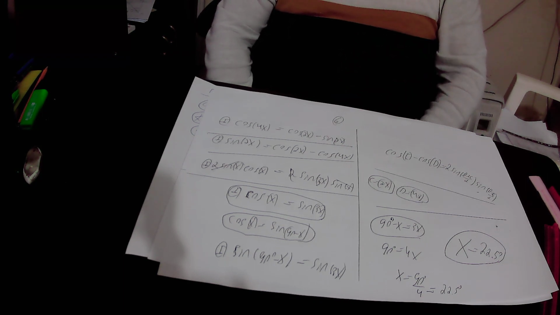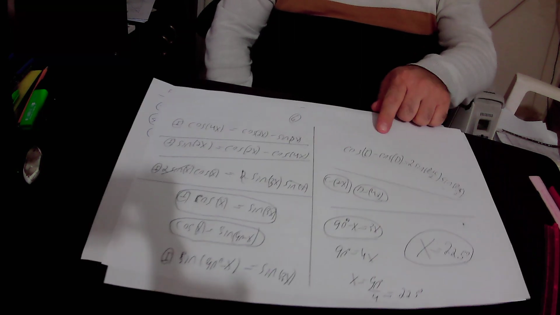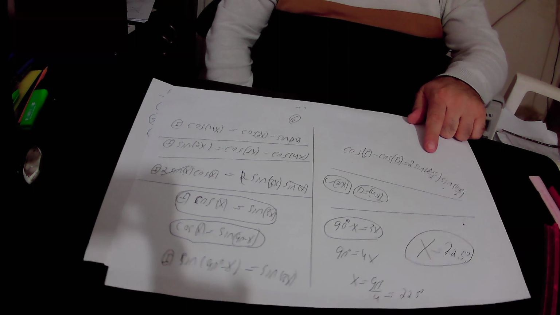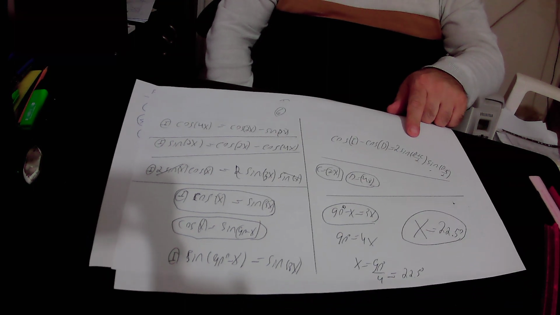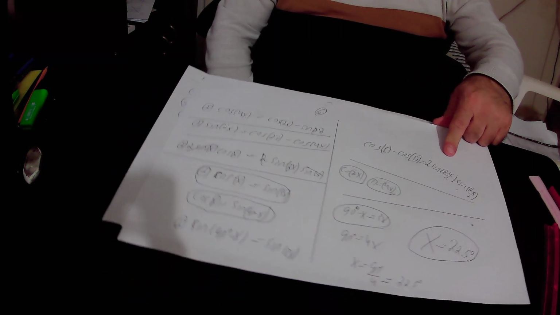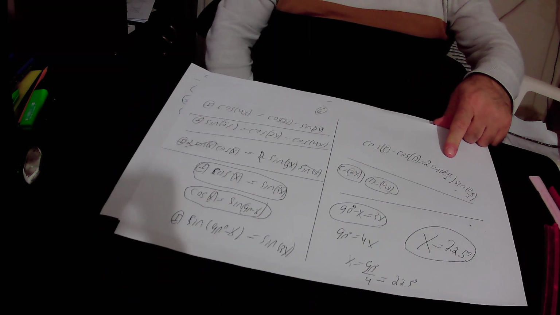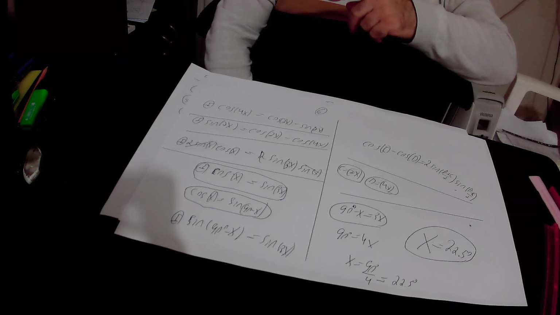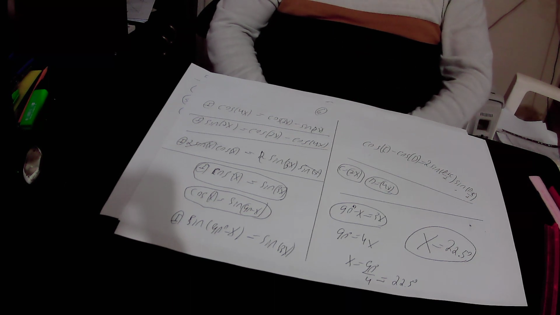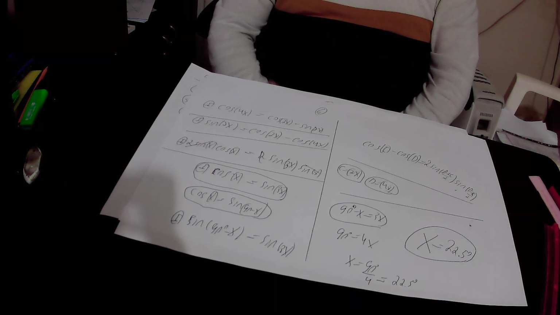And cosine 2x minus cosine 4x, we did it according to the trigonometric identity that cosine c minus cosine d equals 2 sine (c plus d) over 2 times sine (d minus c) over 2. In this way we solved the expression cosine 2x minus cosine 4x. Here c equals 2x, d equals 4x.